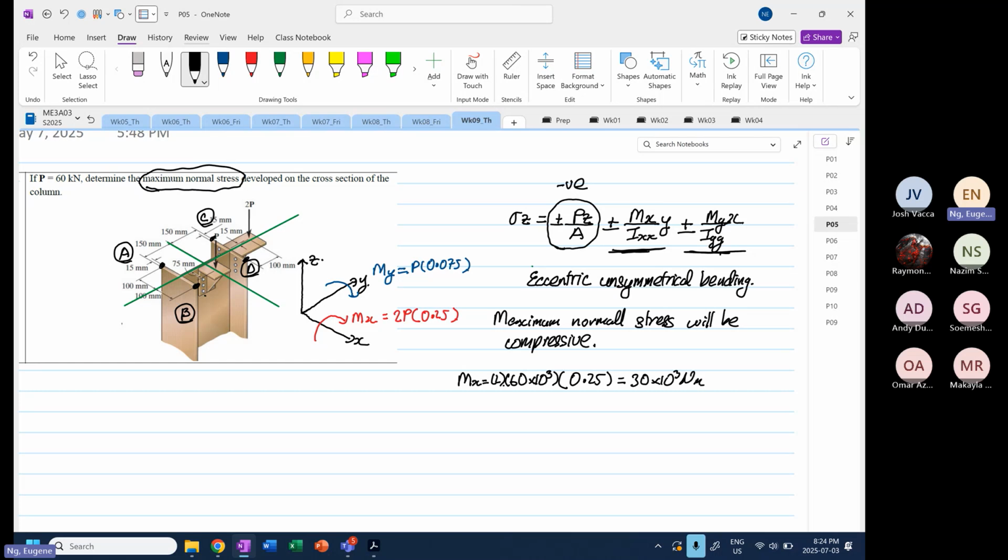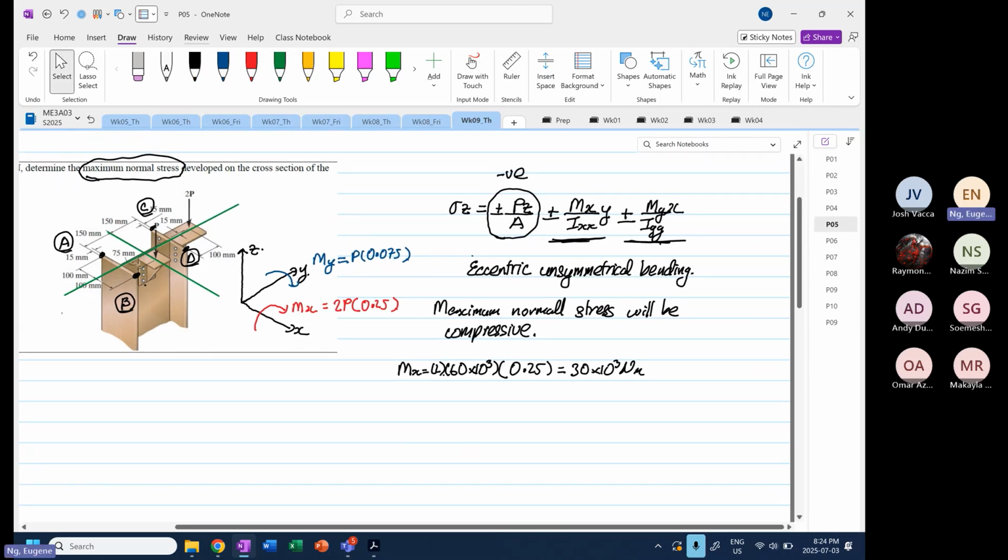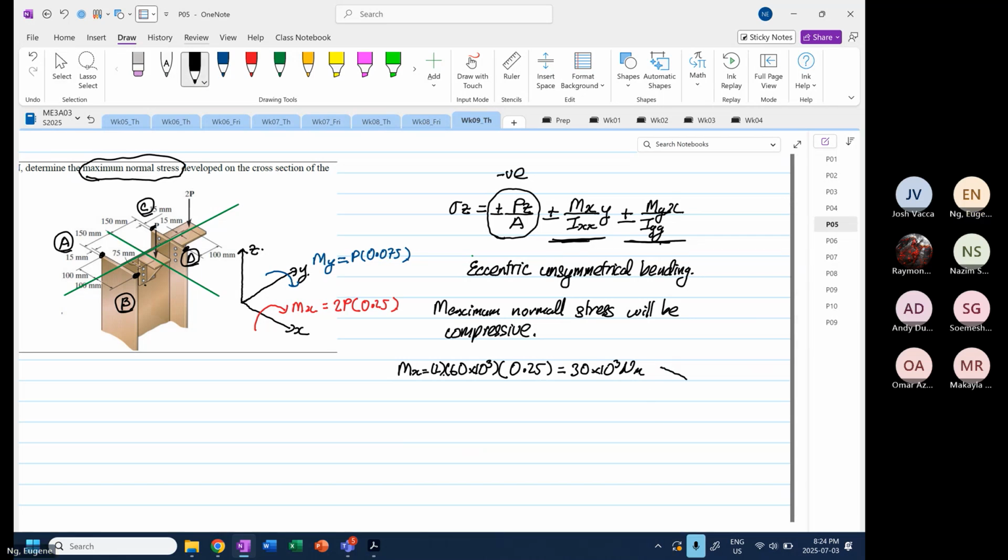Newton meter. Okay, so when we see Mx, if we draw this in 3D, it is going down this way. So this is Mx. So this is compression. On the left side is our tensile.